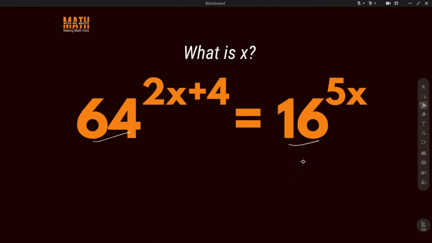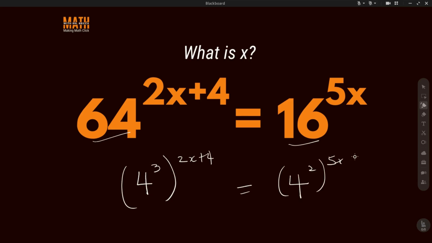So let's use base 4. 4 power 3 will give 64. So this means we'll be having 4 power 3, then bracket 2x plus 4. And this we will be having 4 power 2, then bracket 5x.